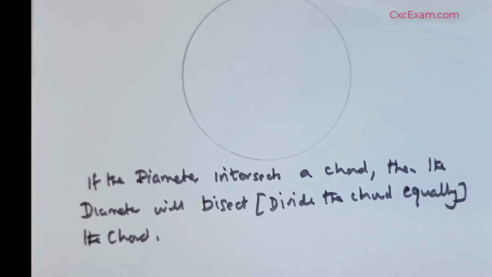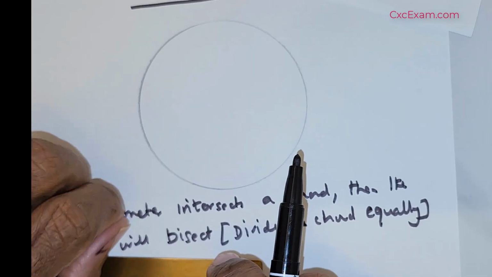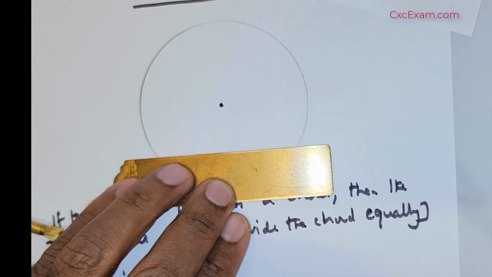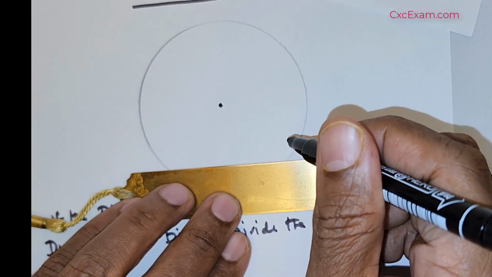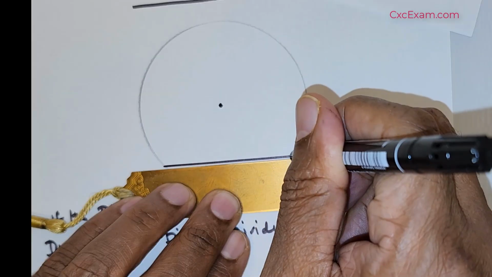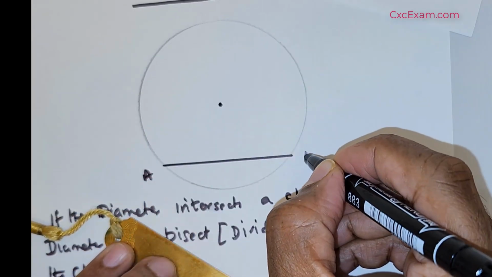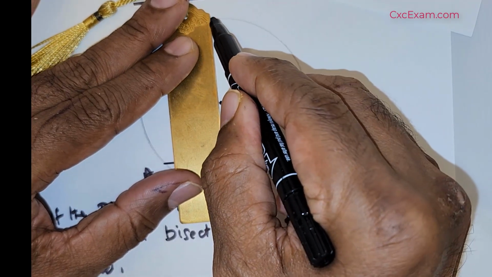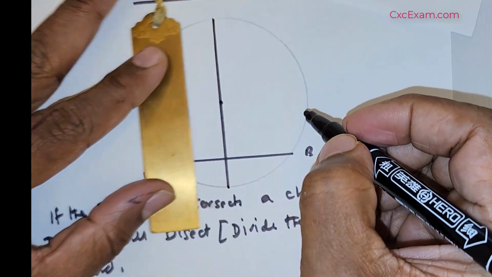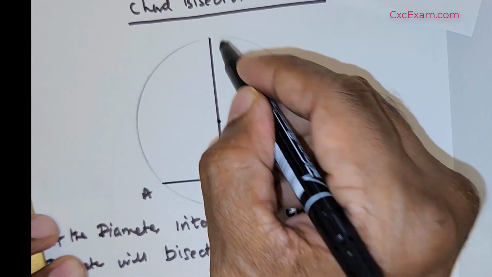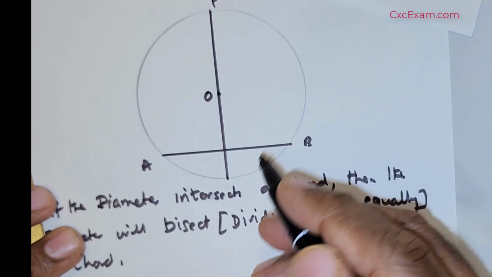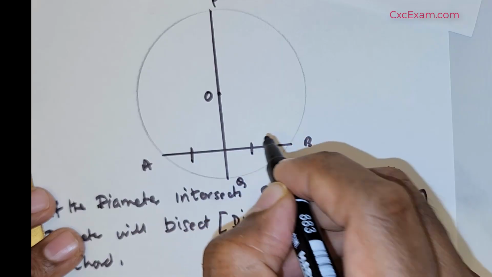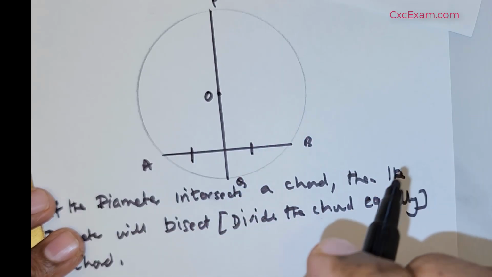Now, how do we give an example for this? So let me have a center there, and there is this chord AB. Now, from here, the diameter is hitting the chord. So the center is O and this is P and Q. So this division will be equal. So that is the understanding.